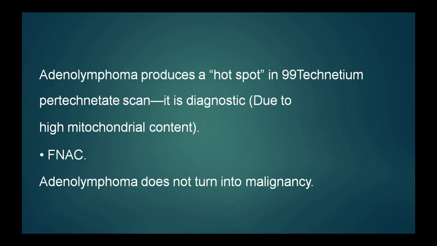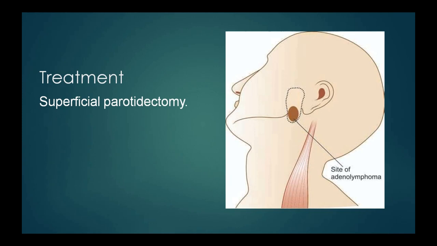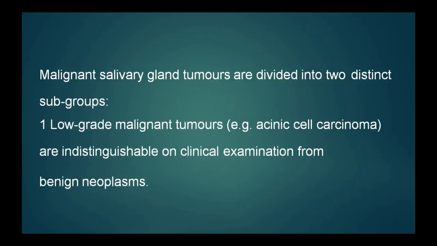Adenolymphoma does not turn into malignancy. It is a benign tumor. It will not turn into malignancy, unlike pleomorphic adenoma. The treatment of Warthin's tumor is superficial parotidectomy. This picture shows the common site of adenolymphoma or Warthin's tumor, usually in the lower pole of the parotid gland, and it more commonly occurs in older individuals and in males.